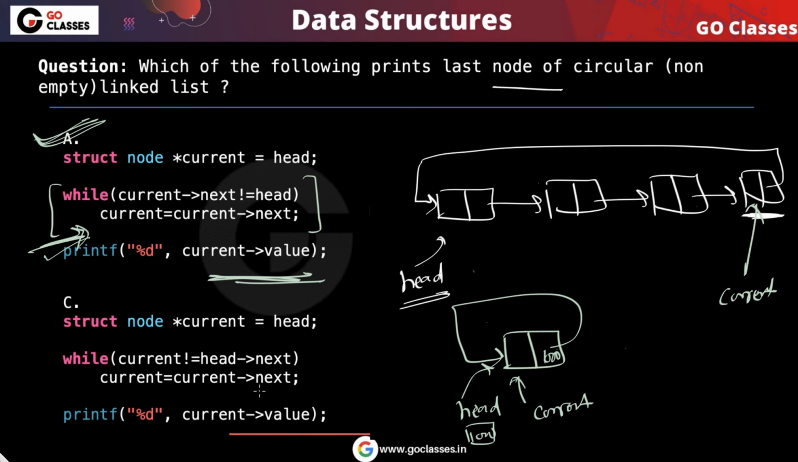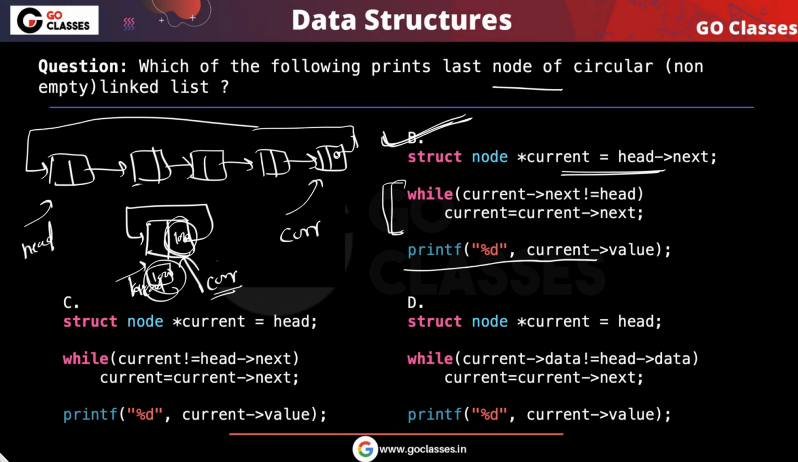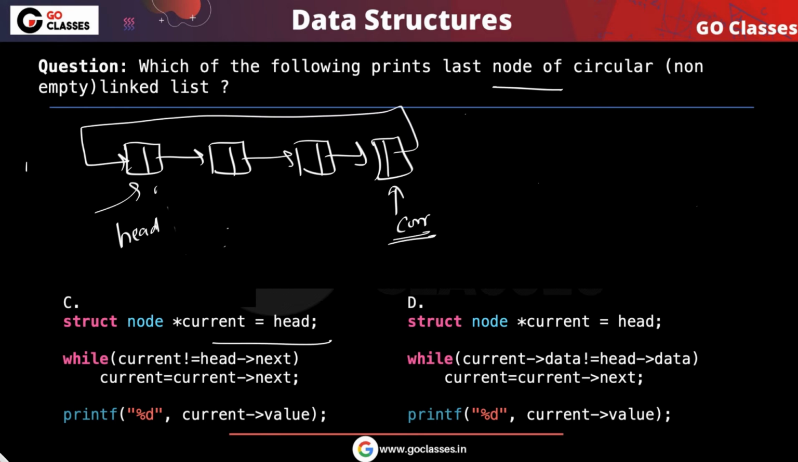I think by mistake maybe I have done both. Okay, no, this is current is not equal to head next. So here in the C option I do have current is not equal to head next. So let me see. After the initialization, current will be pointing to this thing which is here, and then I'm saying current is not equal to head next, right?